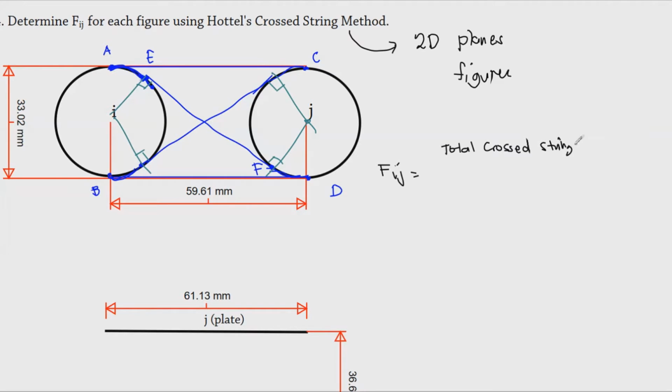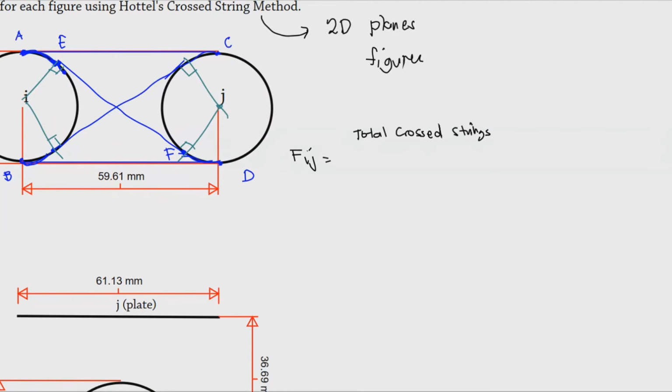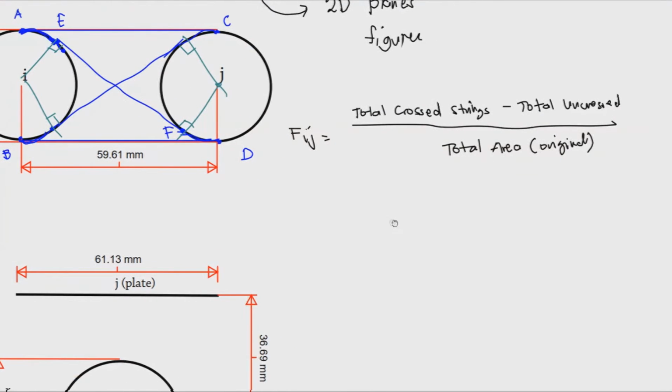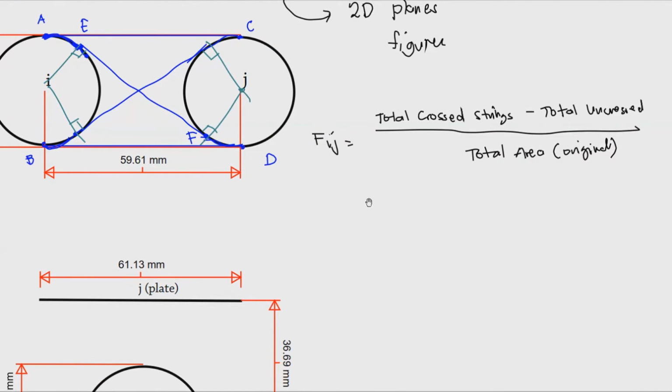So if you take the sum of the lengths of the total cross strings and then subtract the total uncrossed, and then divide it by the total area, which is the original area, we can obtain the view factor.